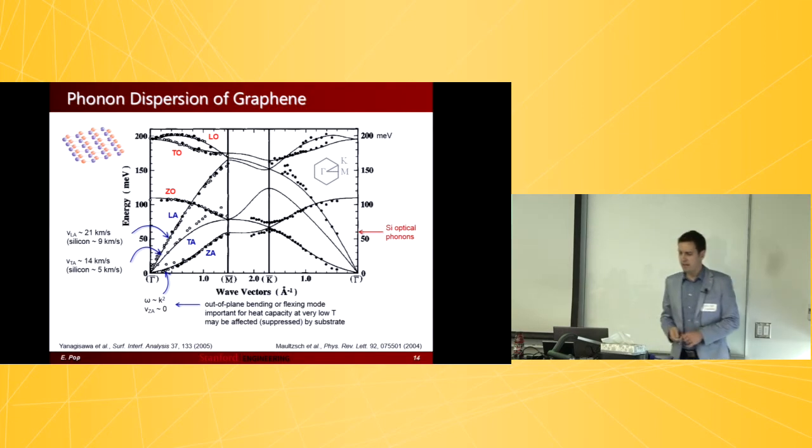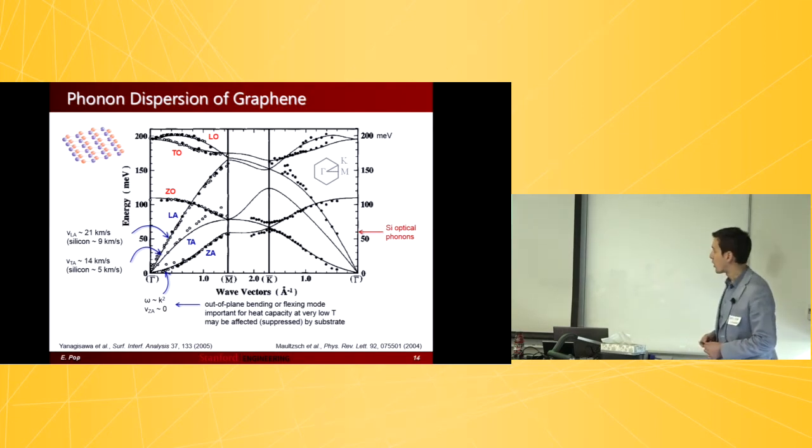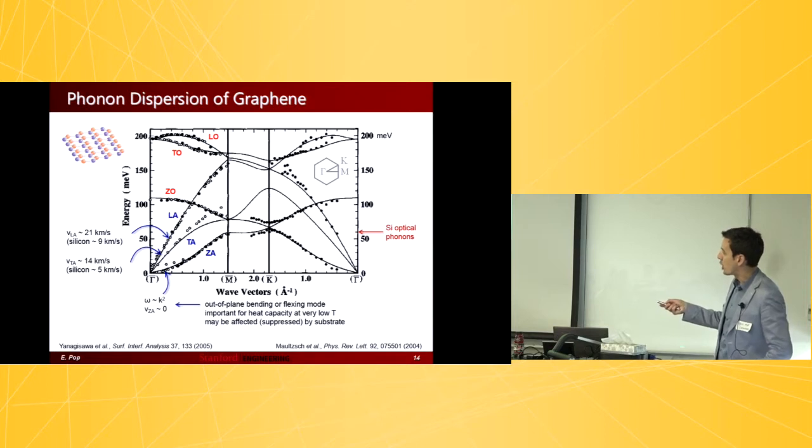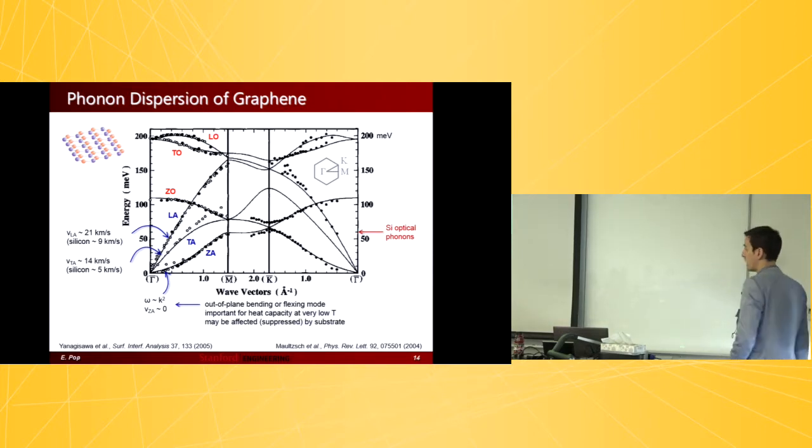Okay. So having said that, here's a slightly deeper look at the phonon dispersion in graphene. As I mentioned earlier, the velocities for phonons are actually quite large. The longitudinal acoustic modes, about 21 kilometers per second. In silicon, that's 9. The transverse acoustic modes, 14 versus 5. So about a factor of 3 larger phonon velocities than in silicon.